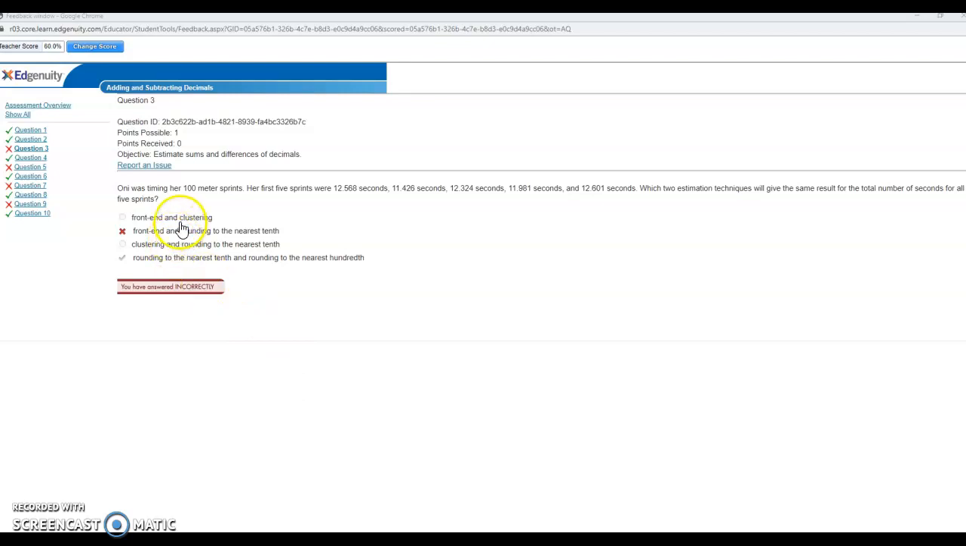So we really don't want to cluster here on all these, just because they're all to the thousandth decimal place. Front-end estimation might be okay, but not really the same as clustering. Front-end and rounding to the nearest tenth, we might get some different results there, because with front-end we might round all the way up to the hundredth of a second or the whole second. Kind of the same thing with the third option. So we're really looking for that fourth option, rounding to the nearest tenth and rounding to the nearest hundredth. Those would be the two closest there.